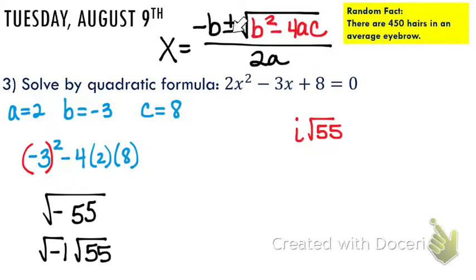So now I'm just going to put the plus or minus in front. Plus or minus goes in front. Then it's the opposite of B. And because B is negative, the opposite would be a positive 3. That's all over 2 times A. And A is 2. So what is 2 times 2? 4. This is my final answer. There is nothing else I can do with that.